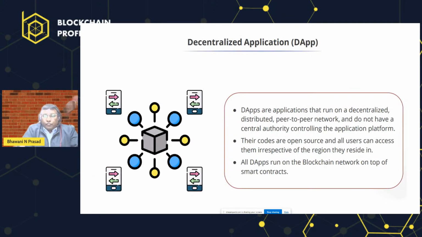Then one important term is decentralized application. Whatever you develop is called a decentralized application. So dApps are applications that run on a decentralized, distributed peer-to-peer network and do not have a central authority controlling the application platform. Their code is open source and all users can access them irrespective of the region they reside in. All dApps run on the blockchain network on top of smart contracts.